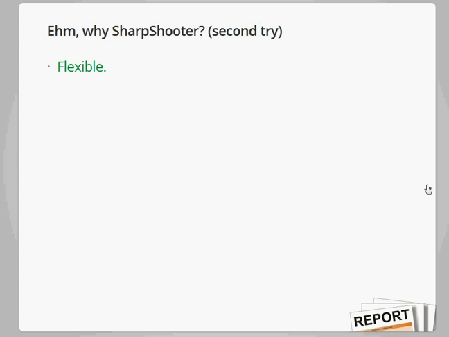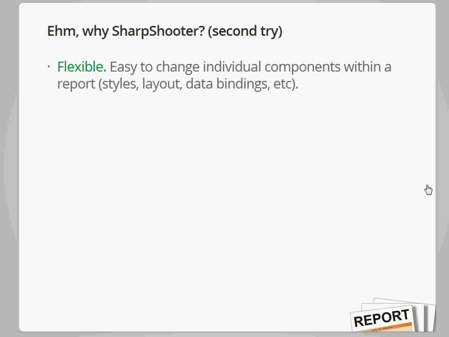So if your report was reading data from an XML file, it should be very straightforward to change it to read the same data from a database. Or if your headers were green, it should be very easy to change all your headers to, I don't know, bold and red, for example. And with SharpShooter, it's indeed very easy to change those individual components within a report.